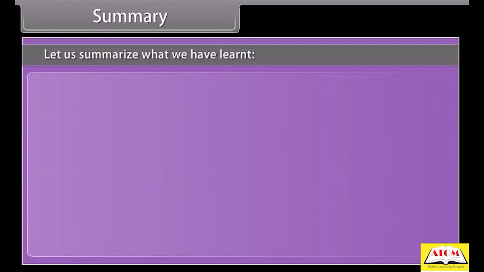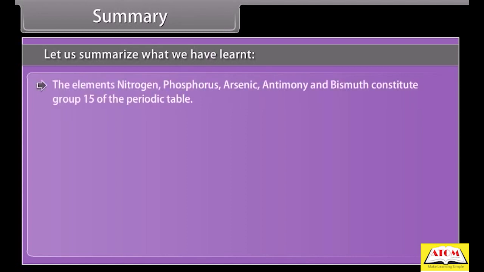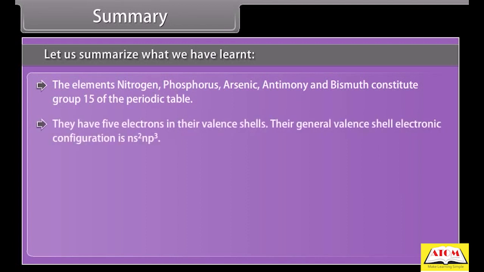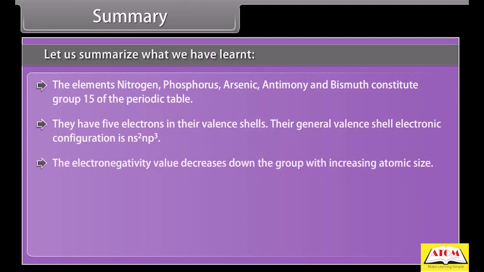Summary. Let us summarize what we have learnt. The elements nitrogen, phosphorus, arsenic, antimony and bismuth constitute group 15 of the periodic table. They have 5 electrons in their valence shell. Their general valence shell electronic configuration is ns2np3. The electronegativity value decreases down the group with increasing atomic size.